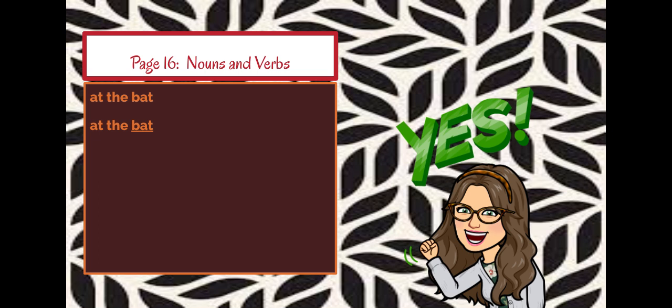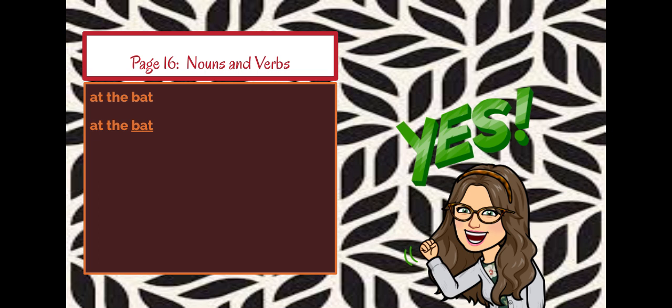Sam sat. Sam is our proper noun. It's capitalized. It's his name. So we're going to underline Sam. And what did Sam do? He sat. So we're going to circle "sat."